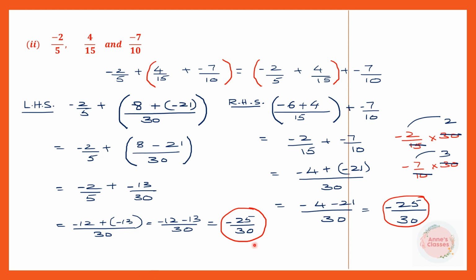On the left hand side we have minus 25 by 30. What does this mean? That the left hand side is equal to the right hand side and we have verified the associative property for this set of rational numbers. So let's write that left hand side is equal to right hand side, hence verified.